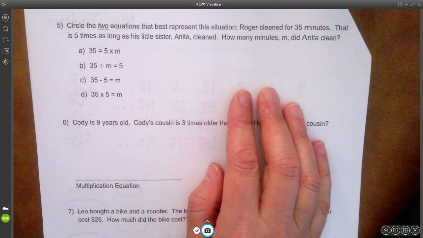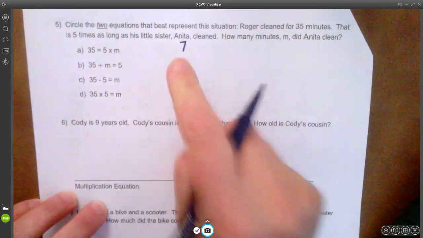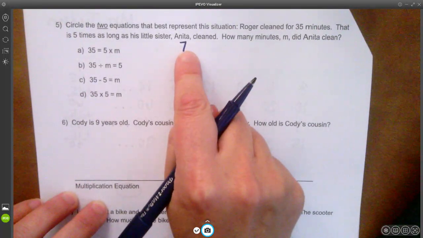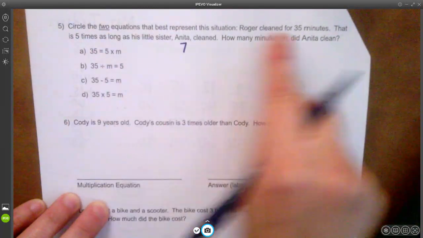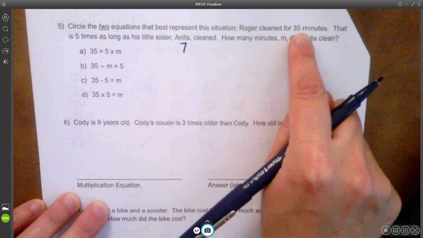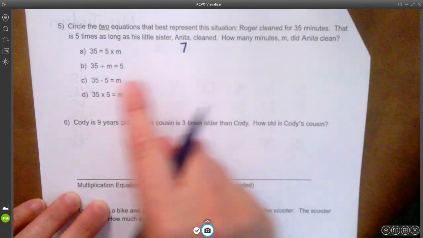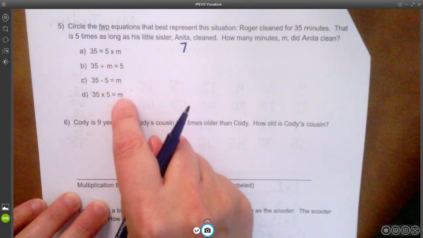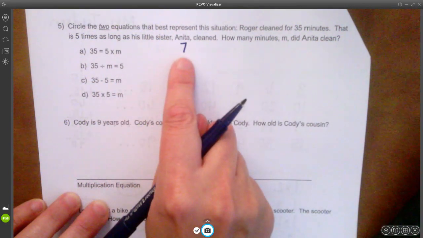So I know my facts really well. I know that Anita is going to be 7 minutes of cleaning, which might be about right for a little kid. All right. If we do 7 times 5, we get 35, which is what Roger did. Roger did the most. So I know that the answer is 7. So I'm going to look for 2 equations where M will equal 7 like I know it's supposed to.